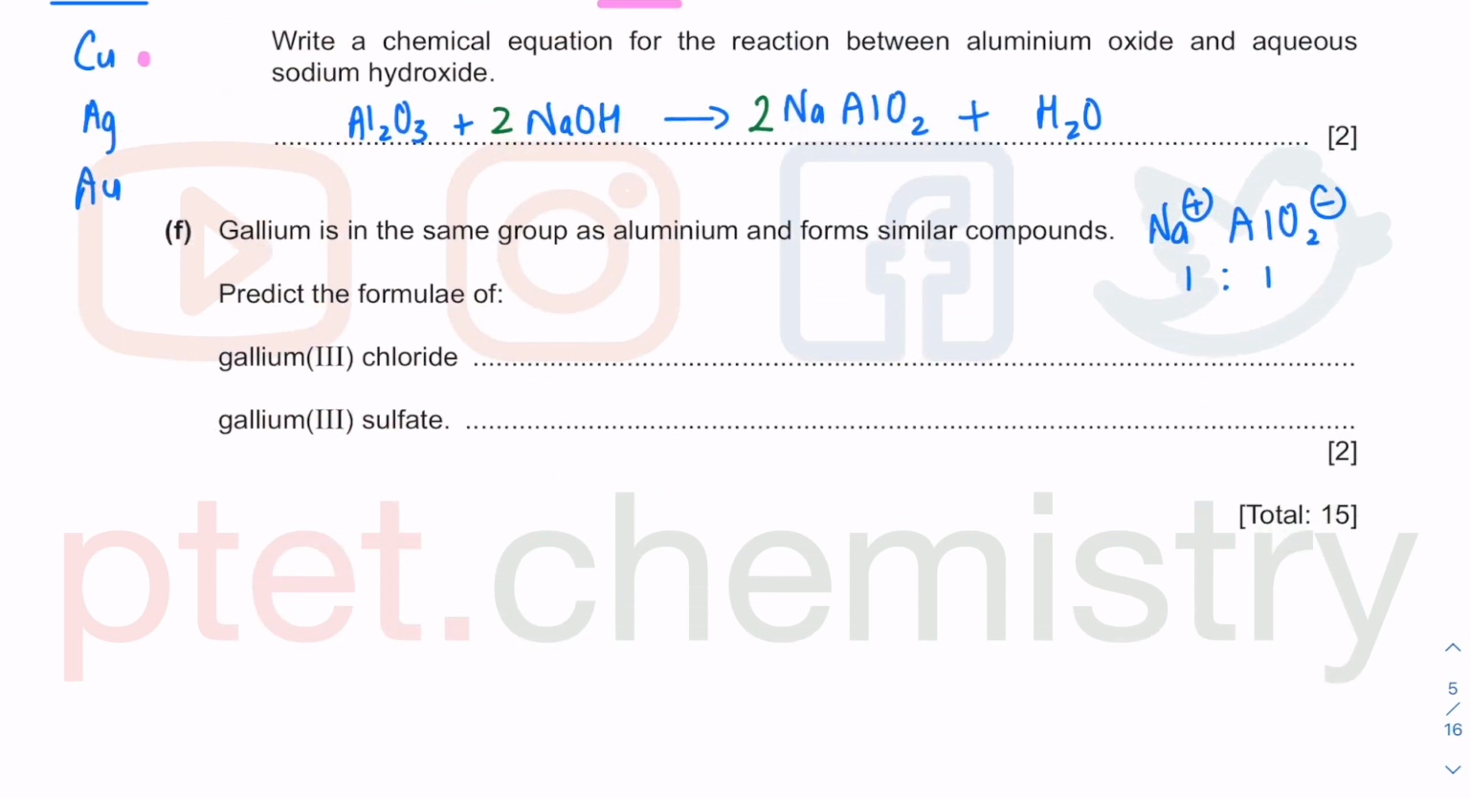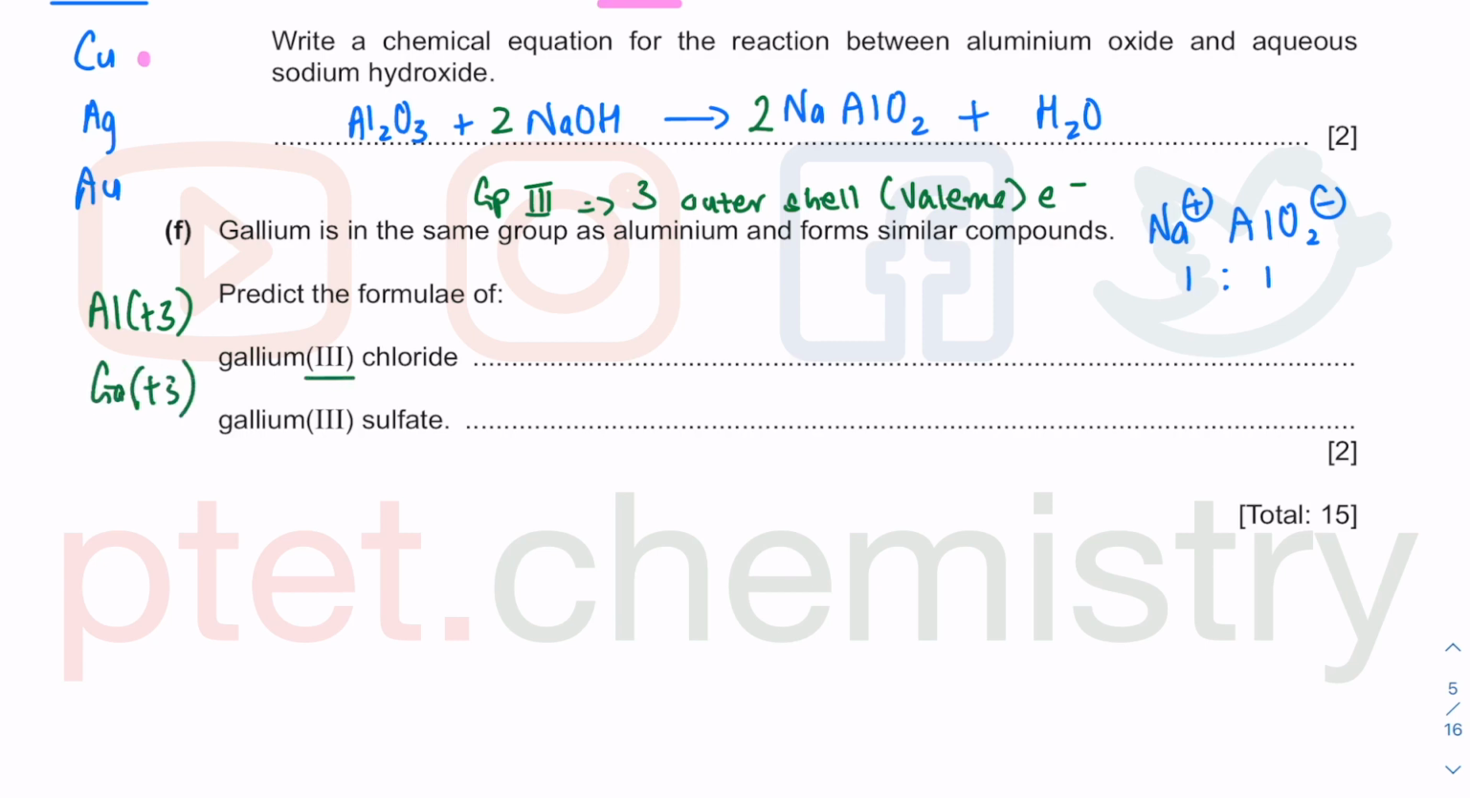Last but not least, gallium is in the same group. So this is talking about group 3. We're talking about 3 outer shell or 3 valence electrons. And as such, it's going to behave similarly, forming similar compounds. So we know that aluminium has plus 3 oxidation number. So gallium is going to be plus 3 oxidation number as well. Hence, you can see gallium 3 plus there. So meaning to say Ga3 plus, Cl minus. 3 and 1 is based on the valency, based on the charges of the ion.